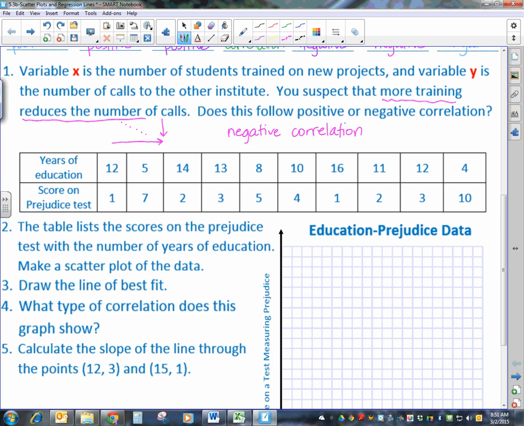These correlation numbers, we're not going to calculate them. It is a very lengthy process by hand, and certain calculators will calculate it for you, but I did want you to be aware of it in case you are asked questions about it.